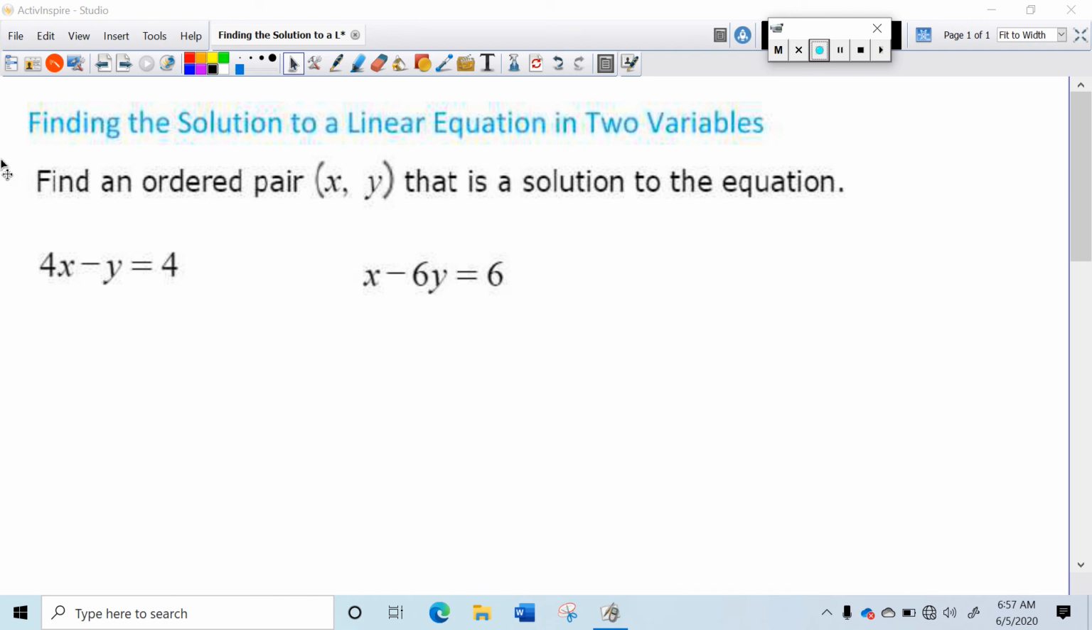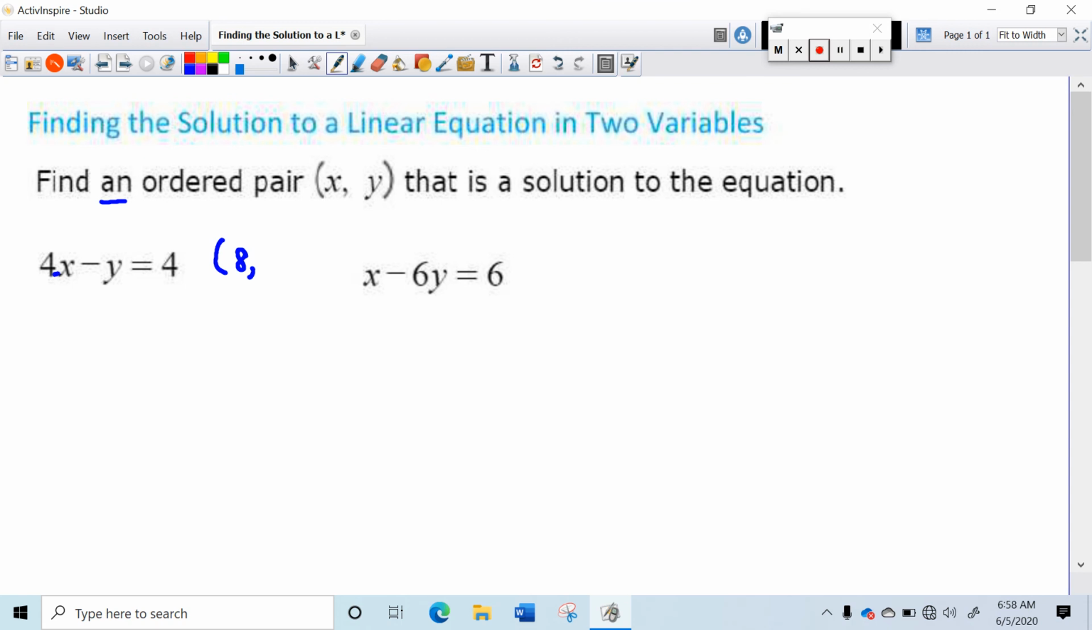Find an ordered pair. So we're looking for just one answer, x, y, that is the solution to the equation. What I'm about to show you are just examples because you can use any number you want. So you can pick any number you want for x. So I'm just going to pick an 8. And then I'm going to solve for y.